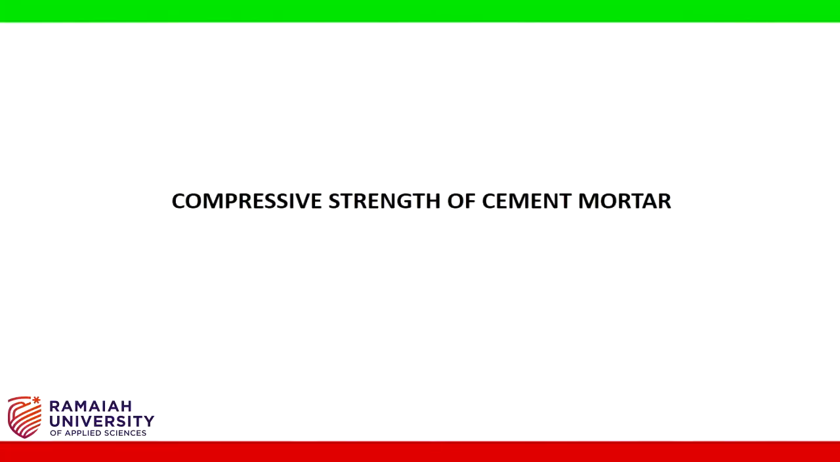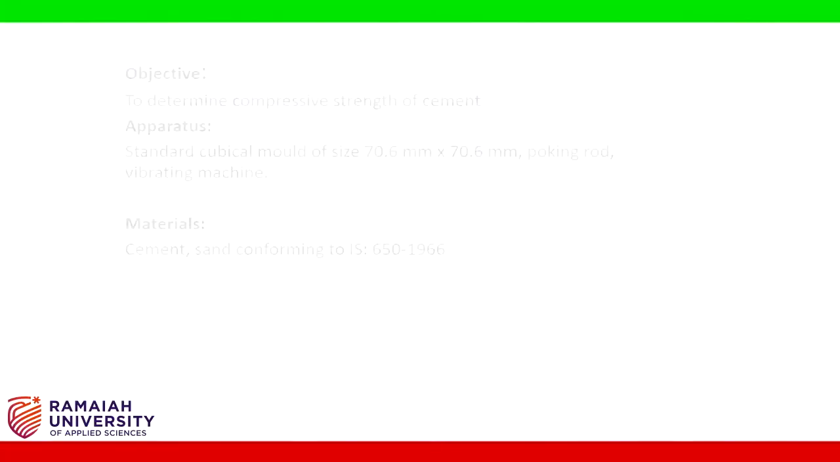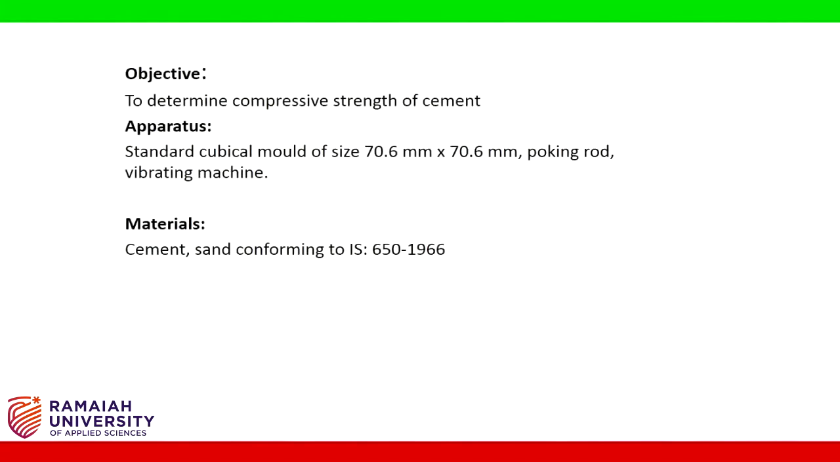Hello friends, with this experiment we are determining the compressive strength of the given sample of cement. Apparatus: standard cubical mold of size 70.6 mm x 70.6 mm, poking rod, vibrating machine. Materials: cement, sand conforming to IS 650 1966.